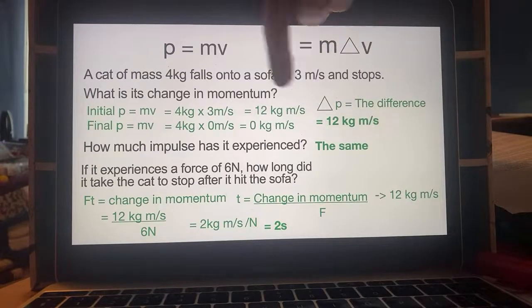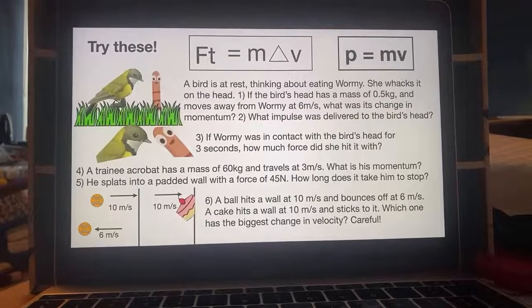Technically, that should be minus 12, shouldn't it? Because 0 versus 12. Yeah, we'll talk about that later. Right, can you try these, please?